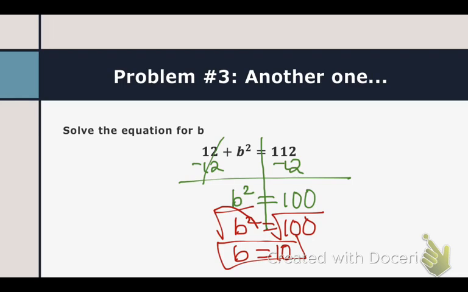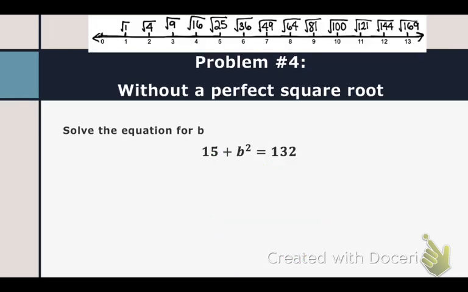Okay, let's try another one. What happens if we don't end up with a perfect square? So this is problem number 4. I have 15 plus b squared equals 132. Okay, so again, I'm going to draw that line down the equal sign. I'm going to subtract 15 to get b squared by itself.